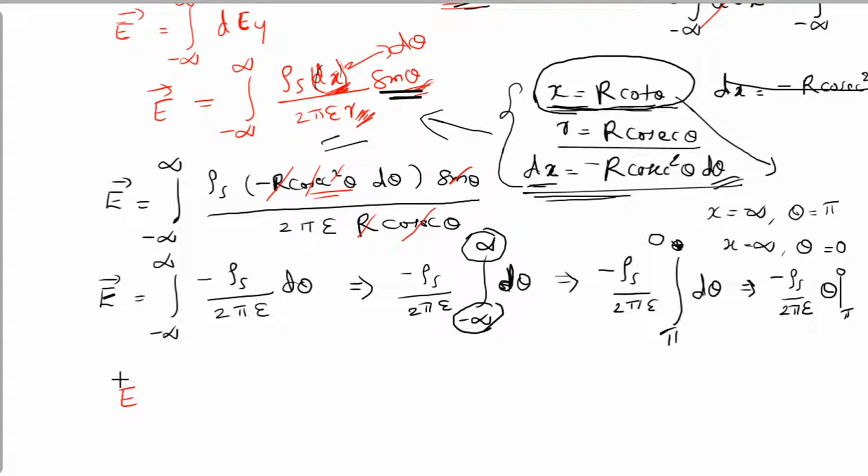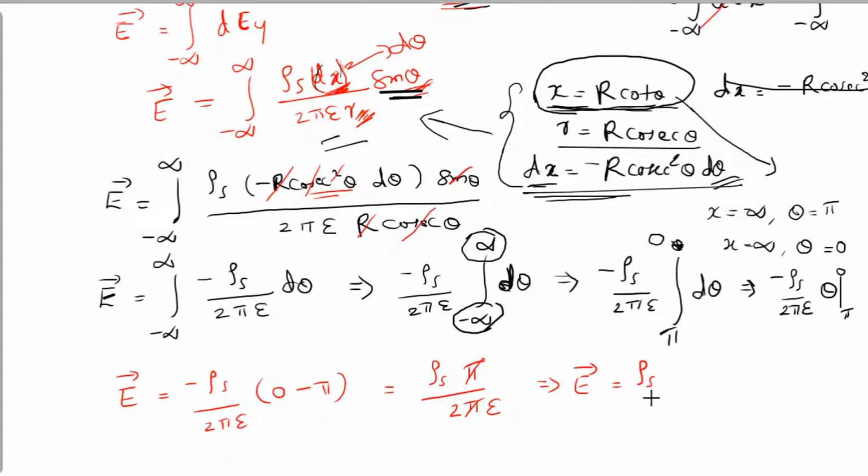Continuing, what I get, E vector will be minus rho s by 2 pi epsilon, upper limit minus lower limit, 0 minus pi. So this is 0 minus pi, which is minus pi. So rho s into pi divided by 2 pi epsilon. Pi cancels. So this indicates that E vector is rho s by 2 epsilon. Okay, see how simplified an equation we have got at the end. E vector is rho s by 2 epsilon.